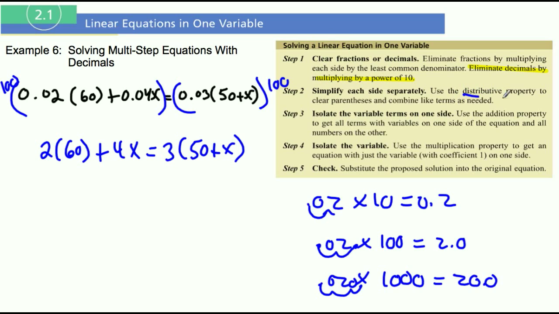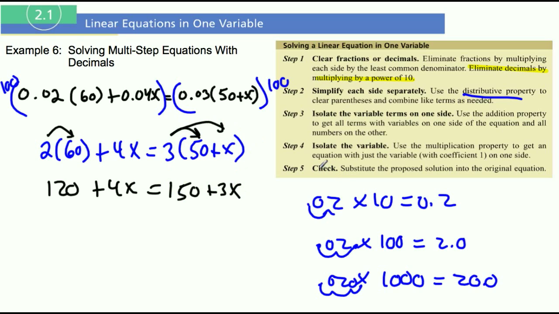Let's first use the distributive property. I'm going to multiply that and get 120. Bring down the 4x. Do the distributive property there. I get 150 plus 3x. Awesome. Now let's put the variables on one side and numbers on the other.